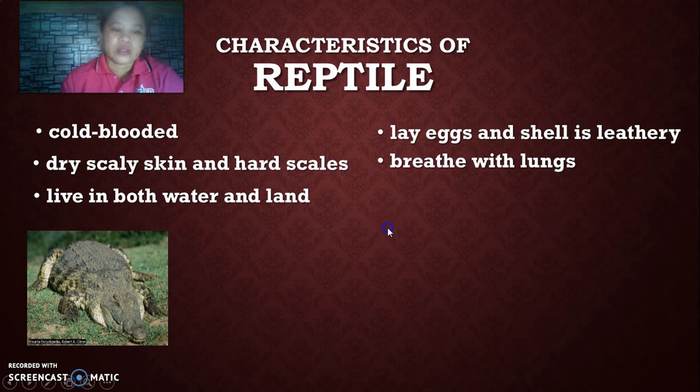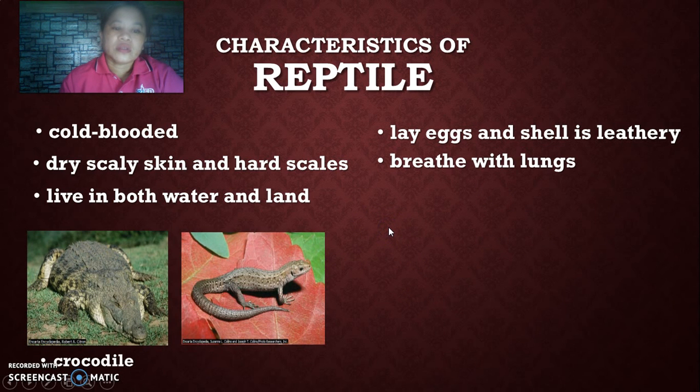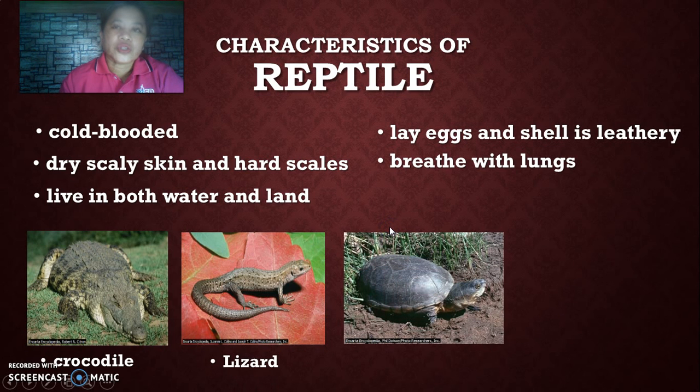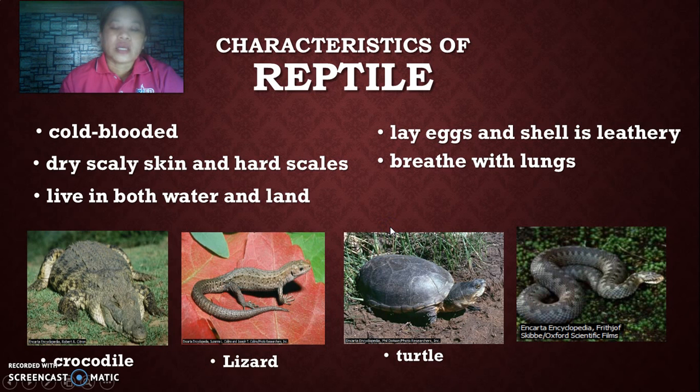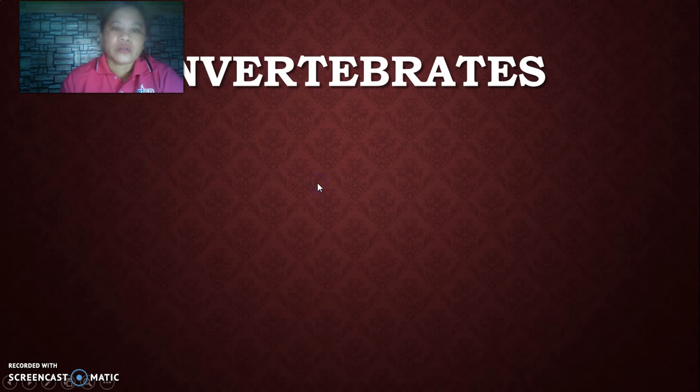Examples of this are the crocodile, the lizard, the turtle, and the snake. So these are the characteristics of reptiles. So those are the 5 groups or classifications of vertebrates, animals with bones.